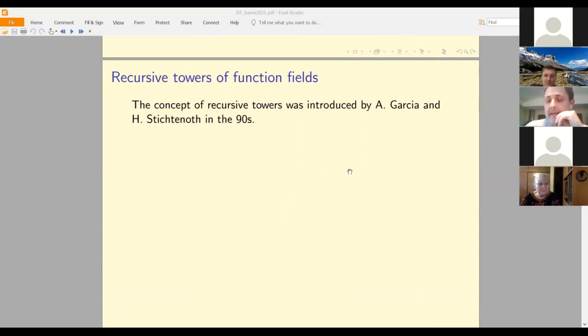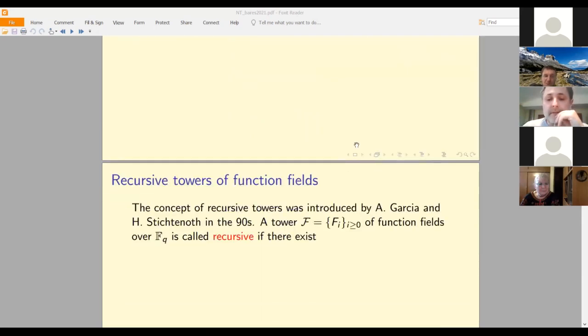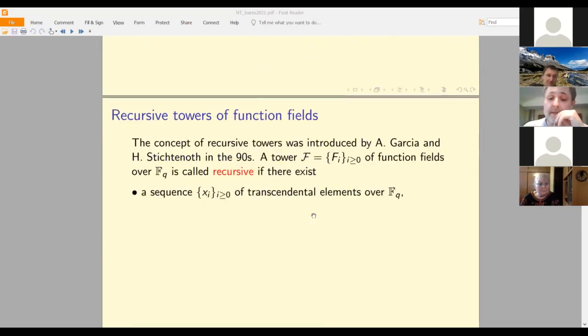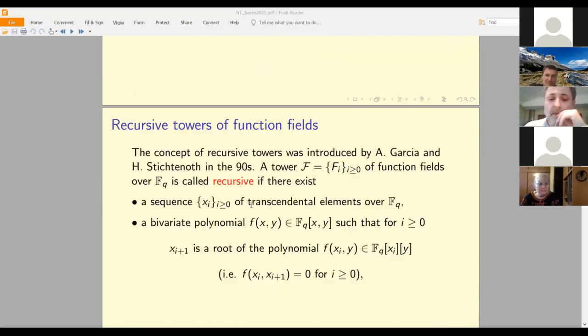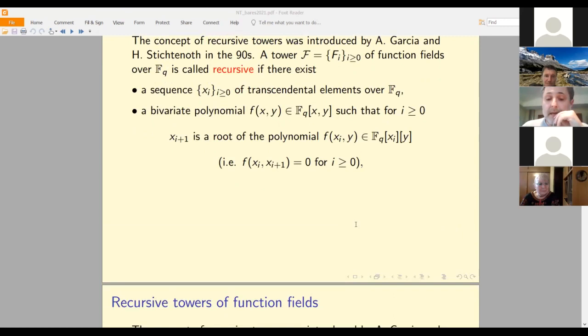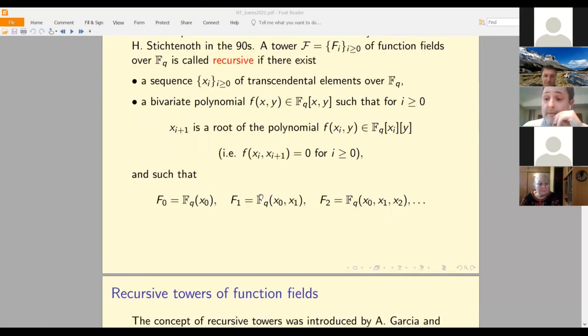So a special kind of tower of function fields was defined by Garcia and Stichtenoth in the 90s. They are called recursive because they use one equation to define each step of the tower. So the definition is this: you have a tower and you call it recursive if you have a sequence of transcendental elements over F_q, and then a fixed polynomial, such that the element x_{i+1} is a root of this polynomial in the second variable. In the first variable you plug x_i for each i. So the tower can be described in this way.